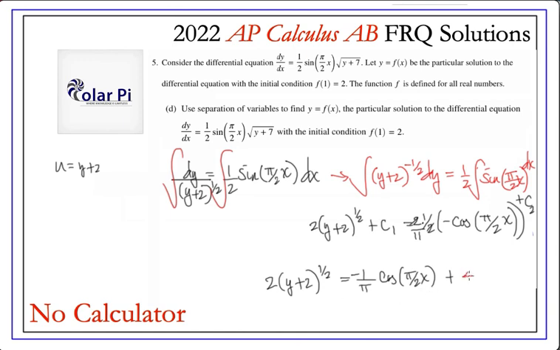I put a 4 there, and now the next few steps are going to be to divide by 2 everywhere, right? So I could put a 2 right there, and then a 4 over 2, right? So then we're going to have y plus 2 to the 1/2 is equal to negative cosine pi over 2x, right, over 2 pi.